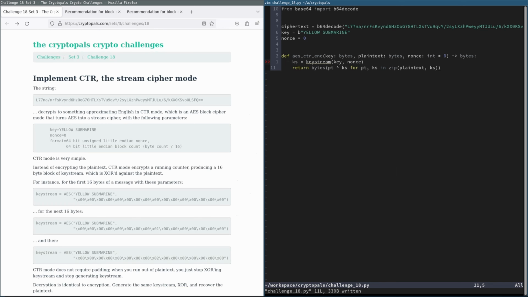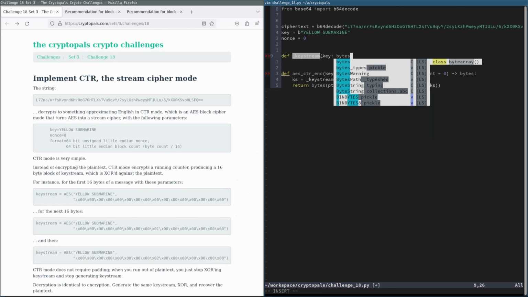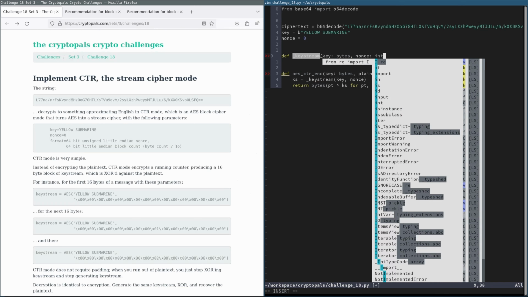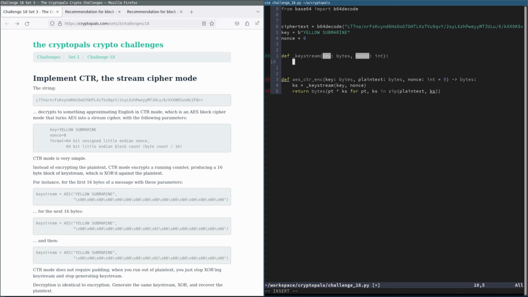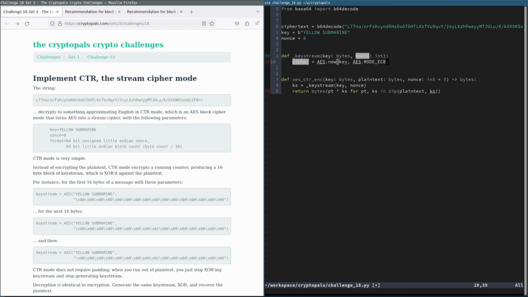And now, of course, there's one problem here, which is that keystream is not defined. So let's write that. And in fact, let's prefix it with an underscore to indicate that this is meant to be an internal function. So obviously we need AES.